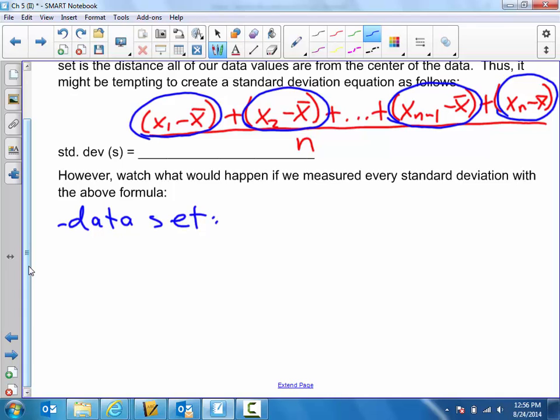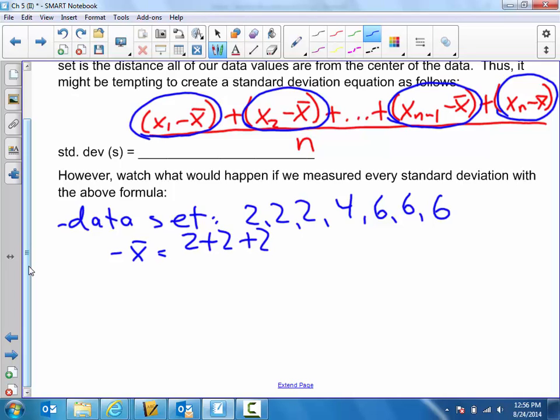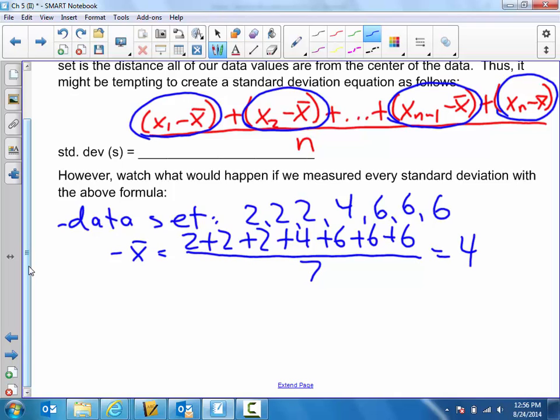We've got the following. Let's look at 2, 2, 2, 4, 6, 6, and 6. Okay, let's first make note of what the mean is. So x bar is equal to the sum of all the data values, writing it out just for the sake of illustration here, 2 plus 2 plus 2 plus 4 plus 6 plus 6 plus 6. Some of you will be able to see what the mean is without writing any of this. Divide through by the number of data values you've got. It should come out to be 4.